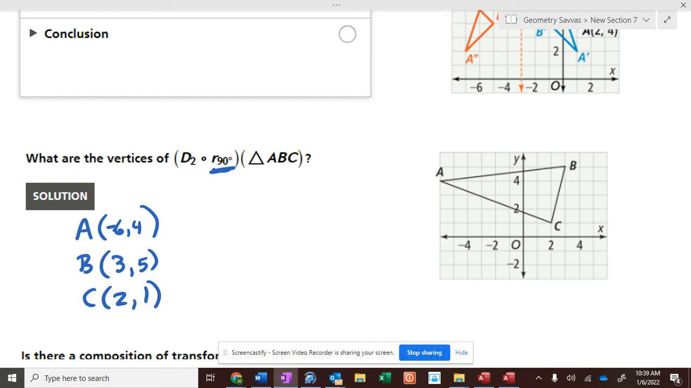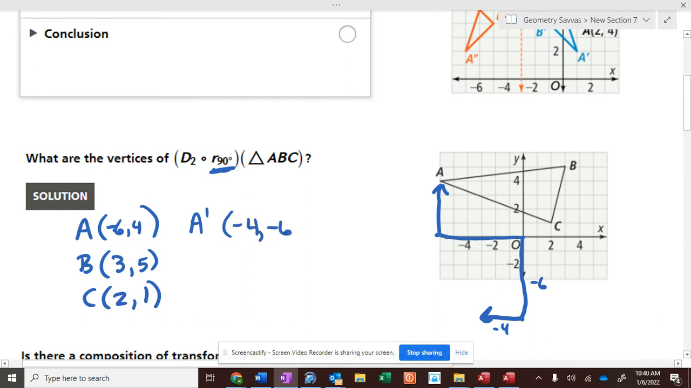So when we rotate 90 degrees, originally we went back 6 this way, up 4 this way. If we rotate this arrow down 90 degrees this way, we're going to go down first and then over. Down 6 and then over 4. So A prime will be at negative 4, negative 6. Because the x value of this point down here is negative 4, and the y value is negative 6.